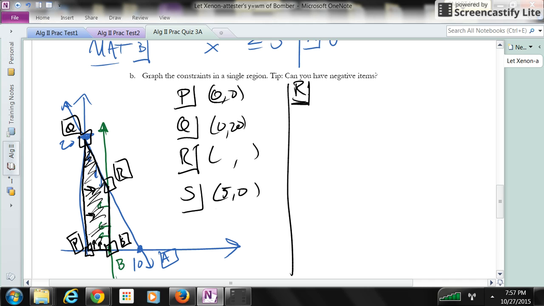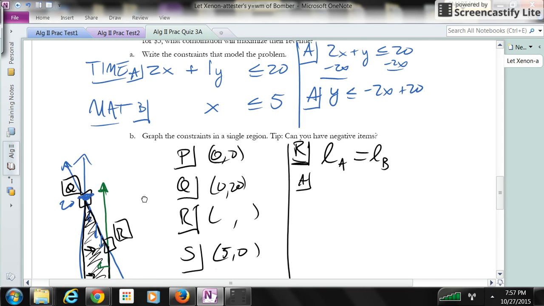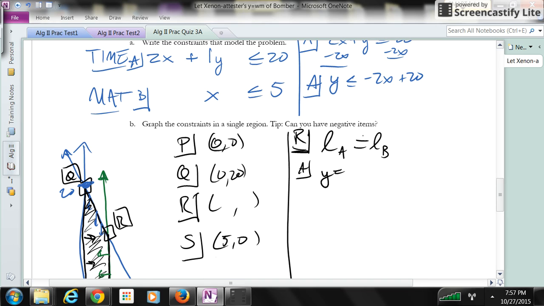All right, so here is R. Let's find that first. See, R is where line A meets line B. Did you label line A? Okay. So line A meets line B. In other words, let's look at equation A. I have to scroll back up. y is equal to negative 2x plus 20.